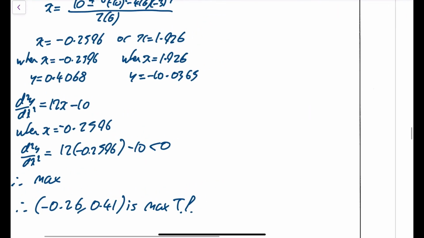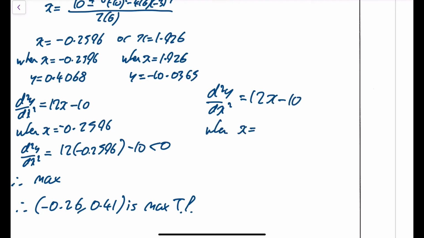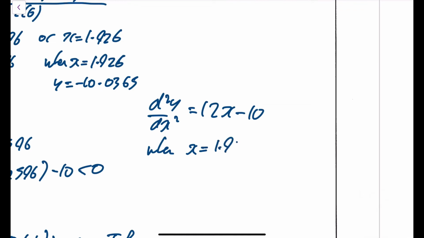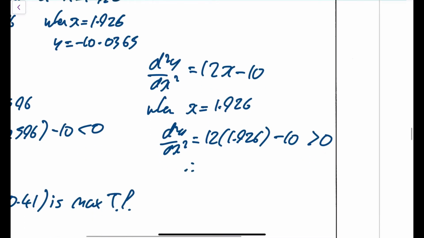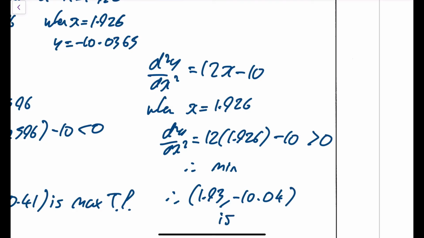Okay, we'll do the same idea for the second turning point. I remember my d2y by dx squared, I'd already worked out, I'll just write it down again. When x equals 1.926, my d2y by dx squared is going to be 12 times 1.926 minus 10, and that you can see is bigger than 0. Therefore it's a minimum, and then your answer, therefore, (1.93, -10.04) to two decimal places is a minimum turning point.